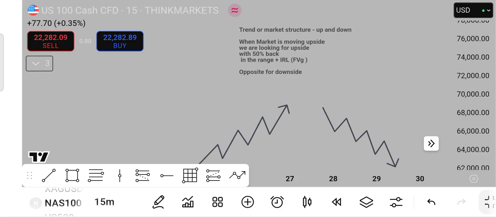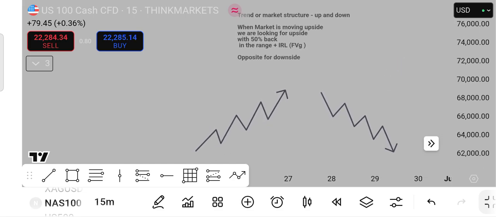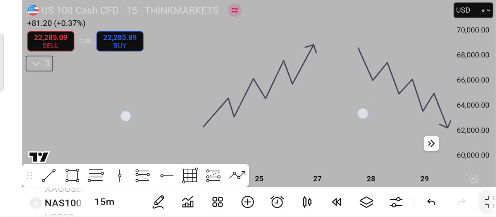I mean to say that when market is moving upside, market will come back to take some kind of liquidity, so then it can generate some buyers in it and then move upside again. Sometimes it comes back to the 50% range or an IRL or FVG. Opposite for the downside. Okay, so let me tell you what is 50% range.